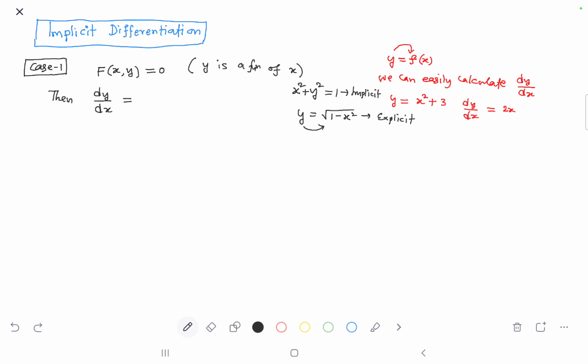So I'm writing here. dy/dx will be minus del f/del x divided by del f/del y. Clear? And we provide that del f/del y is not equal to 0, because it is in the denominator, so it cannot be 0. This way we can calculate. Fine, clear?